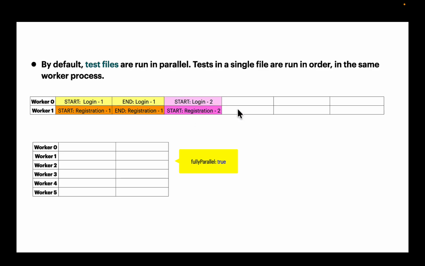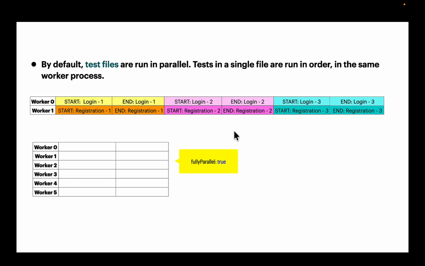Login 2 started, login 2 ended. So in one worker, it is going sequentially. Worker 0 has taken one spec file, worker 1 has taken one spec file, and both the workers are in parallel, but the test cases inside these are in sequential mode. Okay, so what we can do, let's say I want to run even the test cases inside this file also in parallel.